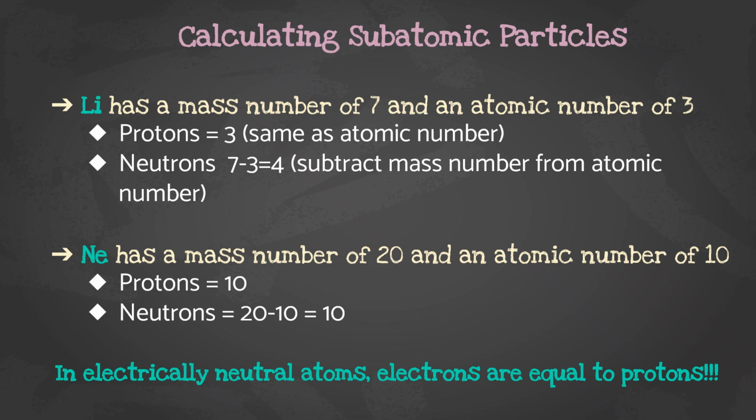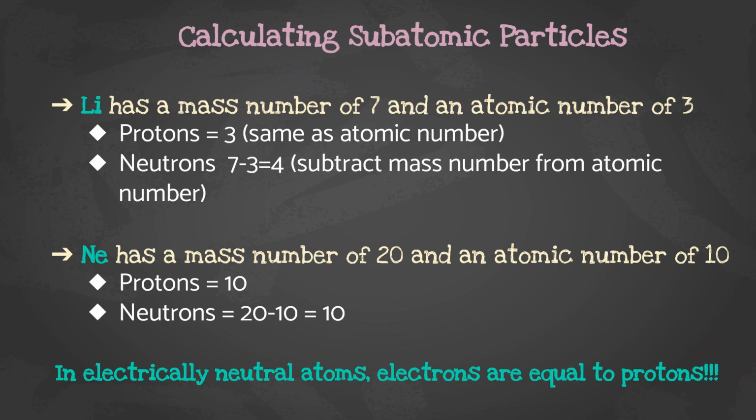And we know that lithium doesn't have a charge on it. So for electrically neutral atoms, electrons are equal to protons. So we have 3 protons. That means since it's electrically neutral and I haven't indicated that it's positive or negative, we are going to have 3 electrons.